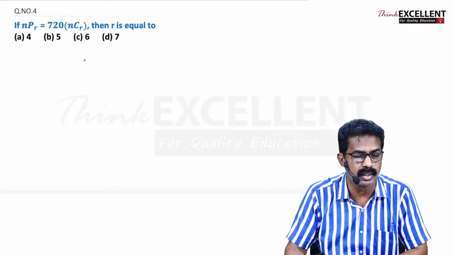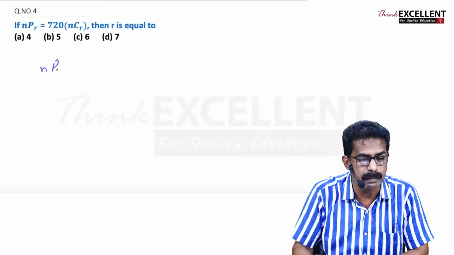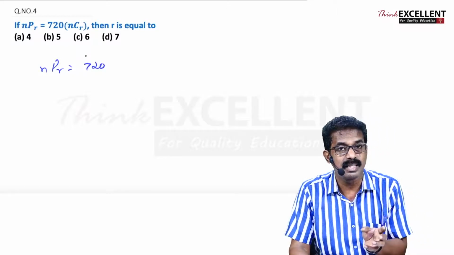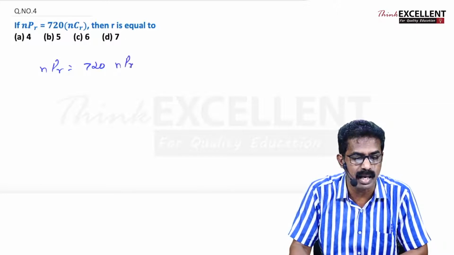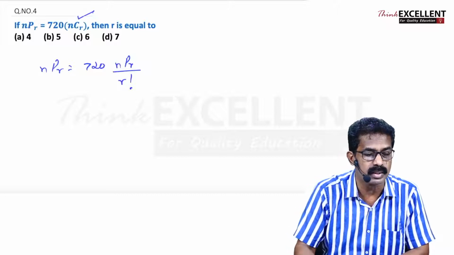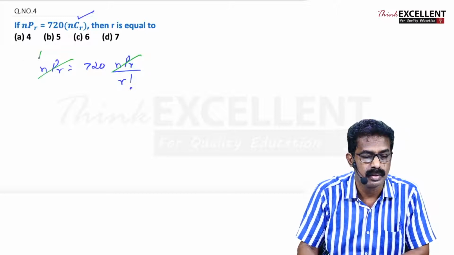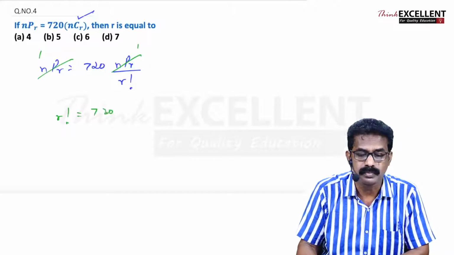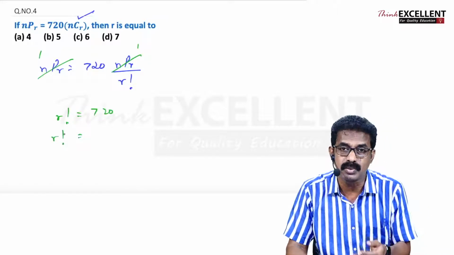Now let's move on to the next question. Question number 4: nPr is equal to 720 into nCr. There is a relation between nCr and nPr: nCr is the same as nPr by r factorial. So instead of nCr, I am using this result. Now on both sides you cancel this nPr. Cross multiply, r factorial is equal to 720. Left side is a factorial, so convert the right side also into a factorial.